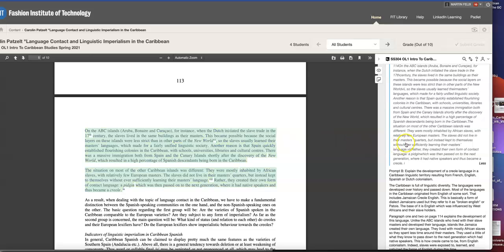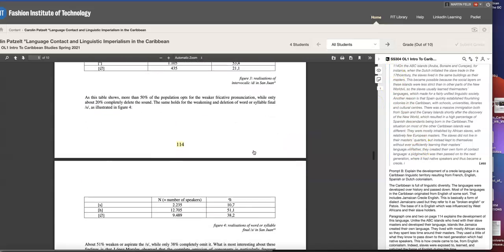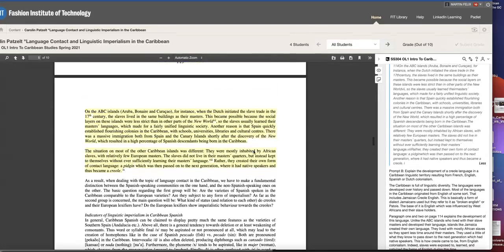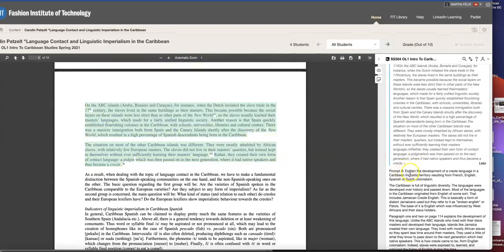And so you see the student here, she annotated here, and as per my instruction, she referenced the page, page 114 in this case, where the information came from, and also she responded to it. So she responded to the prompt, explain the development of a Creole language in a Caribbean linguistic territory resulting from French, English, Spanish, or Dutch colonialism. And that's basically the general colonial experience of the region in general. And so she is responding to this particular situation in the ABC Islands.